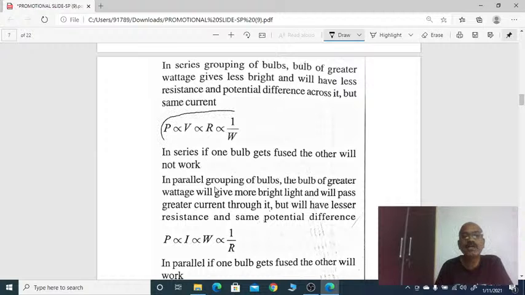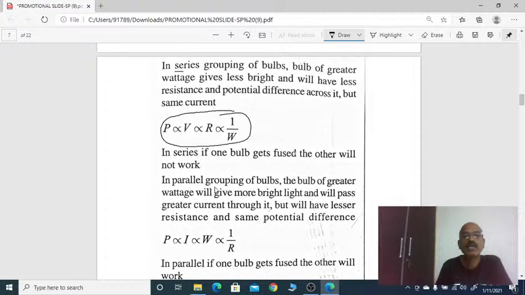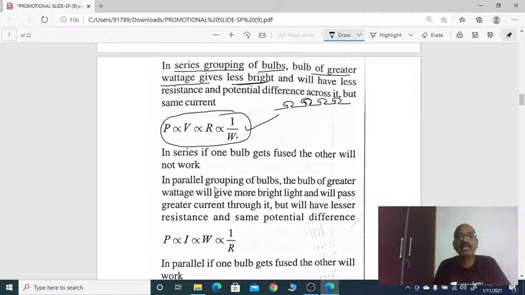This you need to remember, very useful. In series grouping of bulbs, if a number of bulbs are connected in series, the bulb of greater wattage gives less brightness, since it will have less resistance. More wattage means less resistance, inversely proportional. Keep this in mind in case of grouping of bulbs in series.